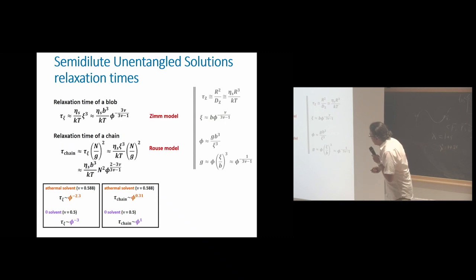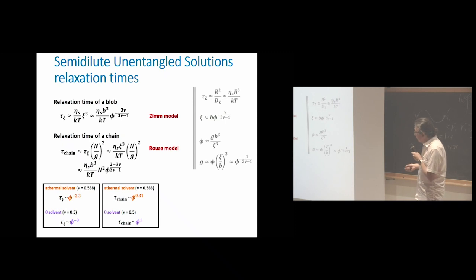So the relaxation time of the blob decreases with an exponent of minus 2.3 in a thermal solvent, and in a theta solvent, an exponent of minus 3, a stronger dependence. And for the relaxation time of the chain, in a thermal solvent the exponent is 0.31, and in a theta solvent it is 1.